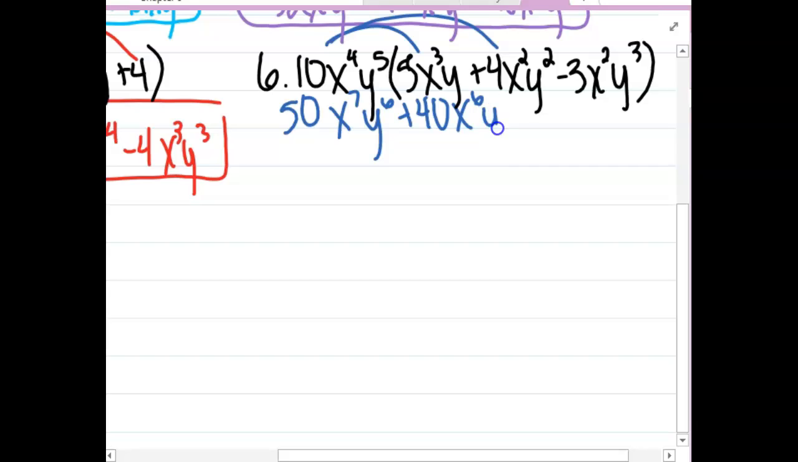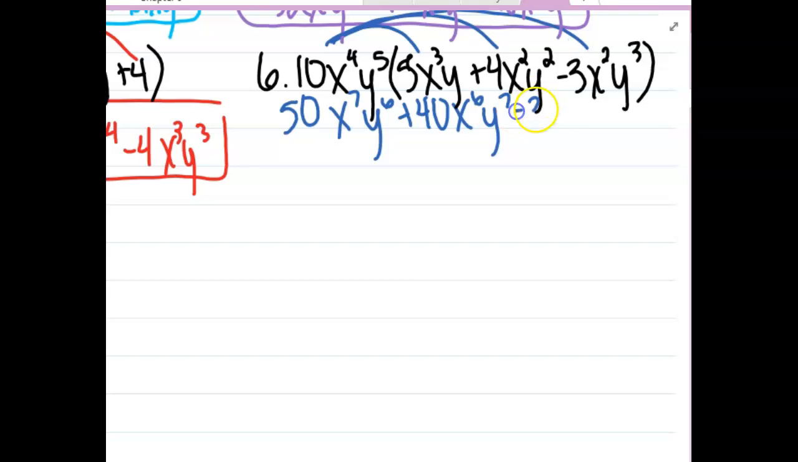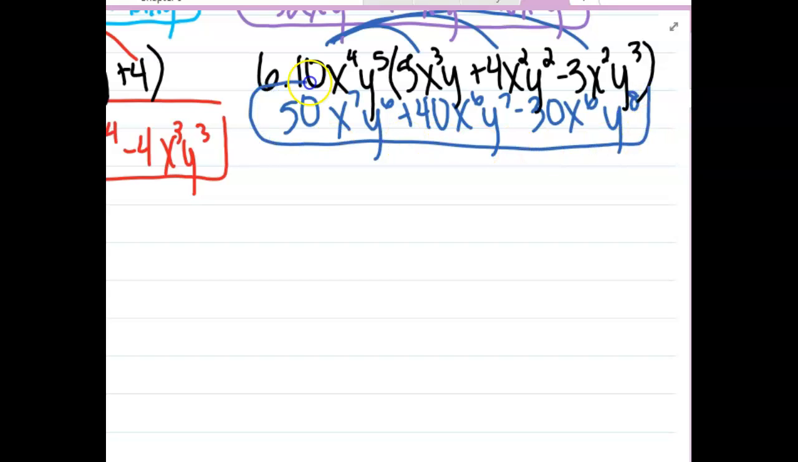Y to the 5th times y squared would be y to the 7th. And then lastly, 10 times negative 3 would be negative 30. X to the 4th times x squared would be x to the 6th. And then y to the 5th times y cubed should be y to the 8th. Okay, how are we feeling about the multiplying?